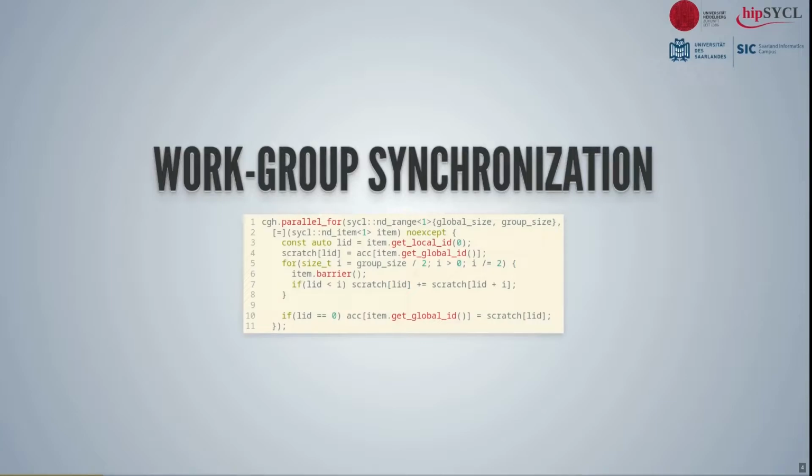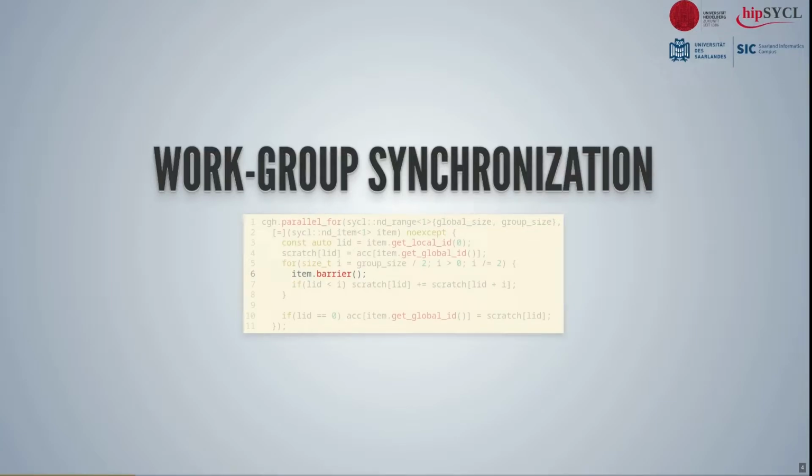One major issue of the hipSYCL CPU backend is the performance of the ND-range parallel_for paradigm. In this example, we see a SYCL reduction kernel that uses global size number of work items, which are then divided into workgroups of size group size. The reduction is performed on a local memory array. The local memory array is called scratch.